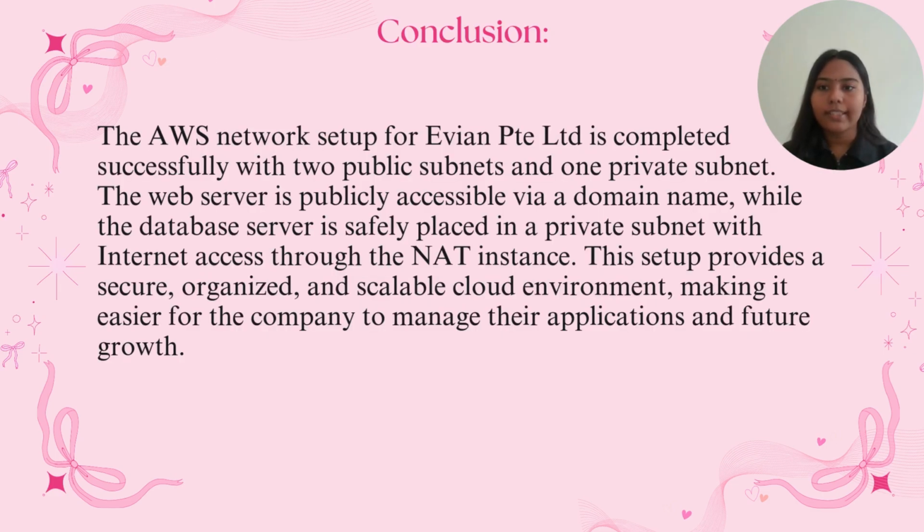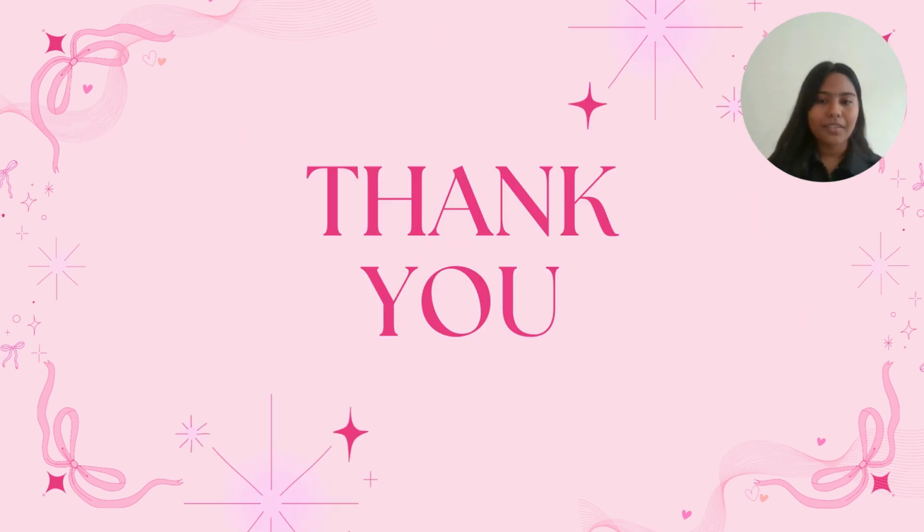So the conclusion: the AWS network setup for EVN PTE Ltd is completed successfully with 2 public subnets and 1 private subnet. The web server is publicly accessible via a domain name, while the database server is safely placed in a private subnet with internet access through the NAT instance. This setup provides a secure, organized, and scalable cloud environment, making it easier for the company to manage their application and future growth. So that's all from us.